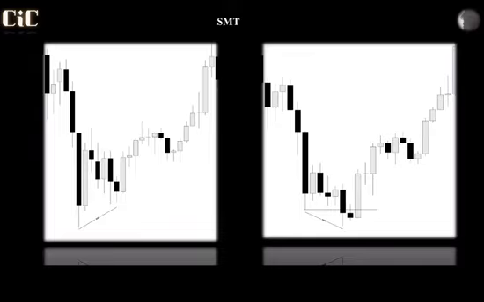Right, so in plain English, SMT is one asset class taking the low, and the other asset class is not taking the low, which indicates weakness in this asset class and indicates the lack of desire to go any lower, right? So this is the cheapest they want to offer this asset class. Right, so ideally, you're going to go and you're going to buy the asset class which is refusing to go lower in a bullish market, and vice versa.